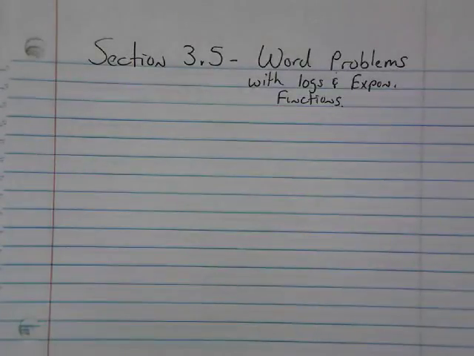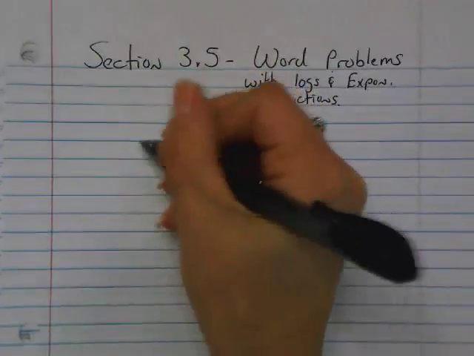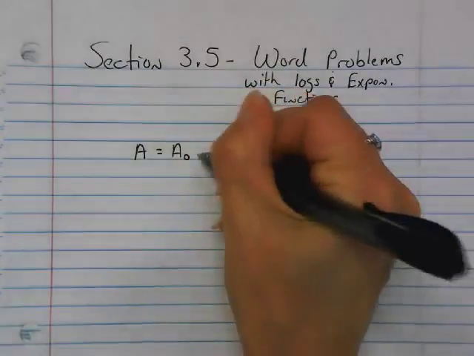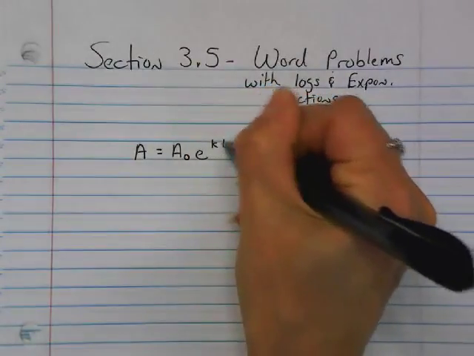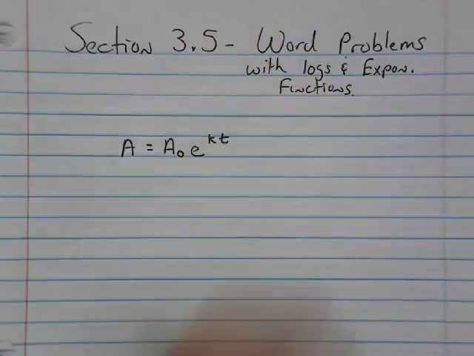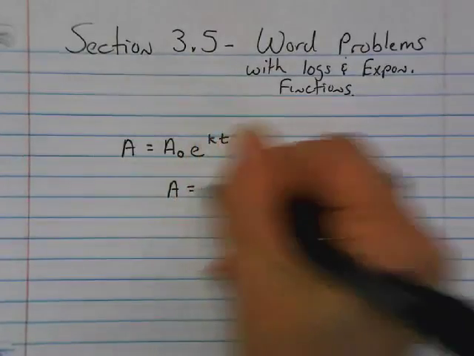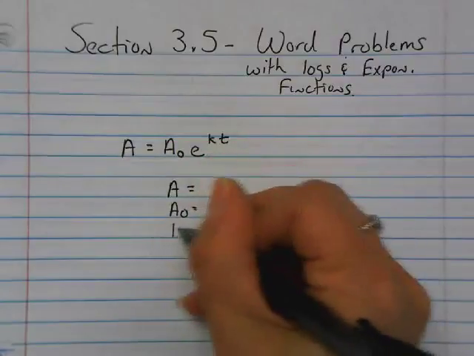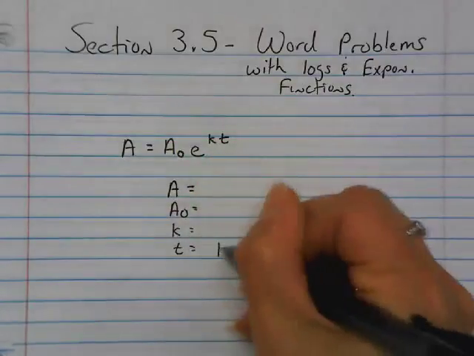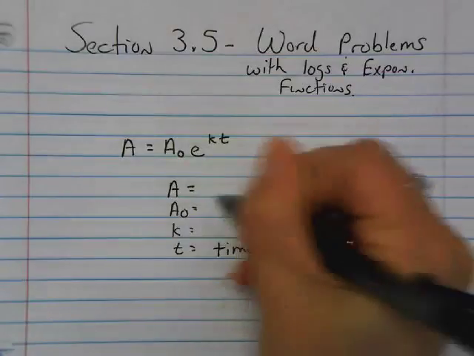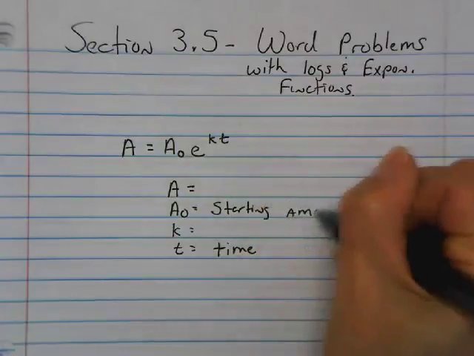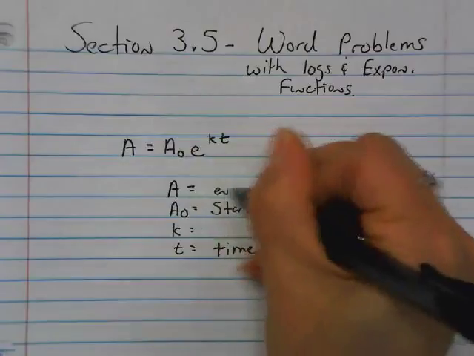I want to talk about your basic formula for growth. Okay? So A is equal to A sub 0 e to the kt. Alright, and I want to go ahead and define what each of these variables mean. We know t is time. A sub 0 is your starting amount. A is your ending amount.